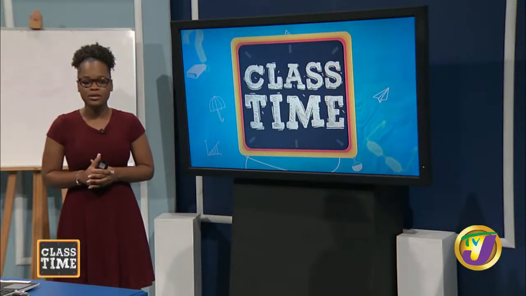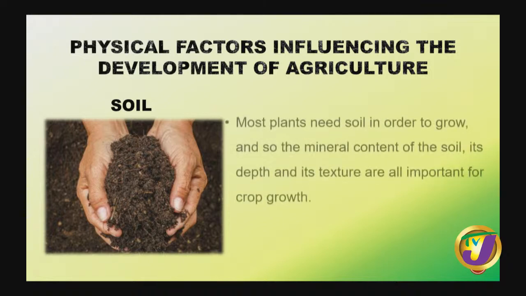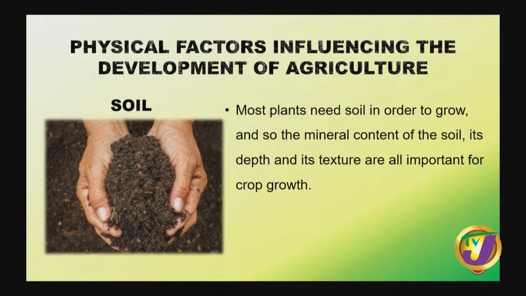Soil is another factor. Where agriculture is concerned, the soil must be properly aerated. It must be fertile, having the right amount of nutrients, and so the mineral content and texture are also important. Absent these qualities, the soil is said to be infertile, and as such, the yields will be very poor and your crop will be very little.